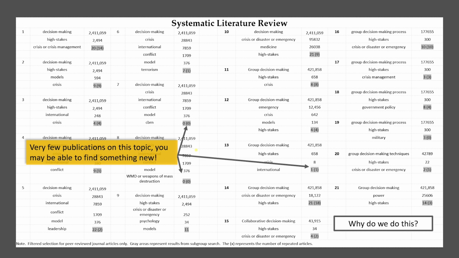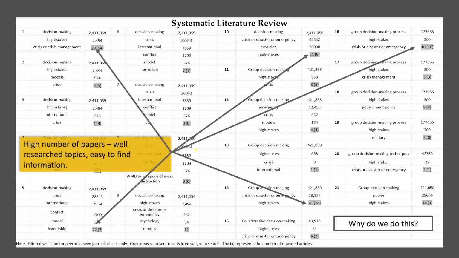What can we learn from this table? You will see that some of the results ended with near zero papers. This tells us that the topic is not well researched and that our keyword searches are diverse. This slide is pointing out that many results have a high number of papers. This means the topics are popular and you can find plenty of information.